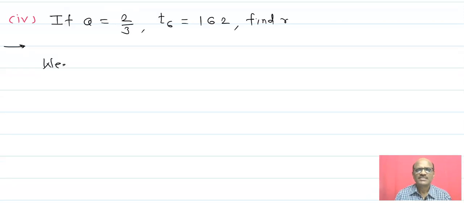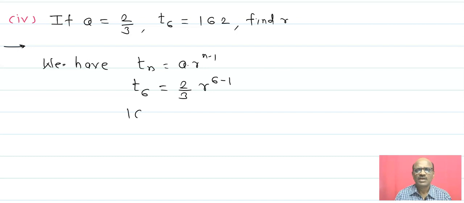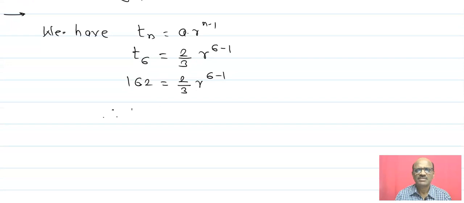Next is: if a is equal to 2/3 and T6 is equal to 162, then find the value of r. Therefore T6 is equal to 2/3 into r raised to 6 minus 1. But we have been given T6, which is 162, so 2 upon 3 into r raised to 6 minus 1.